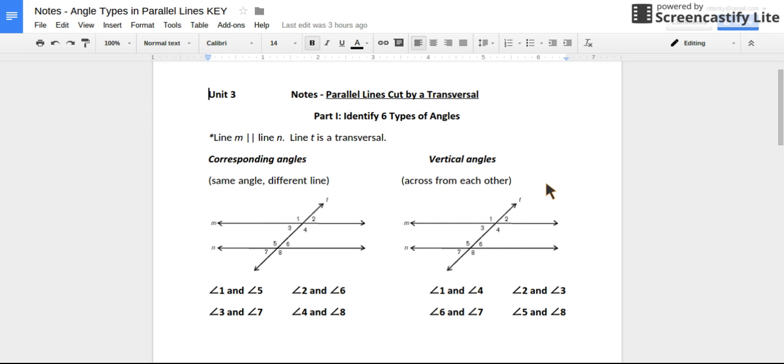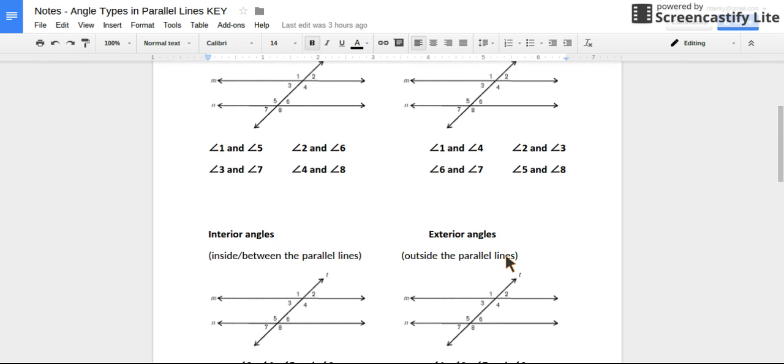Vertical angles are angles that are reflections of each other, or opposite or across from each other. Another way to look at them is like a V that gets reflected, so that might be easy to remember what a vertical angle is. So angles 1 and 4 are vertical. Angles 2 and 3 are vertical. Angles 5 and 8, and 7 and 6 are vertical.